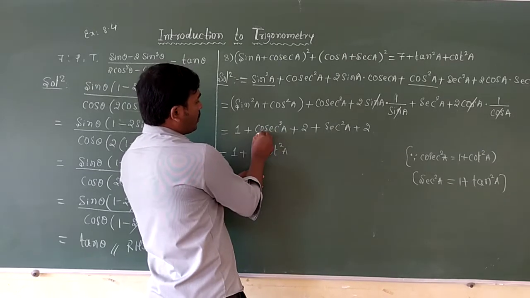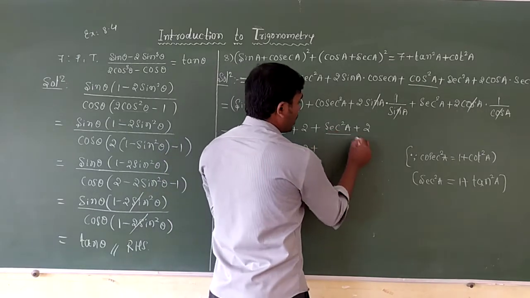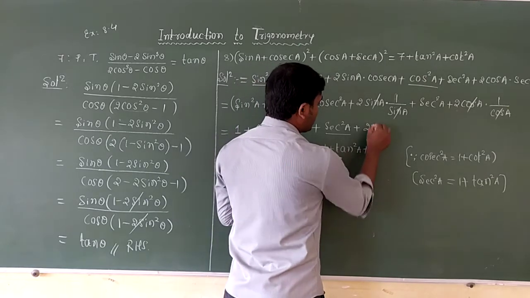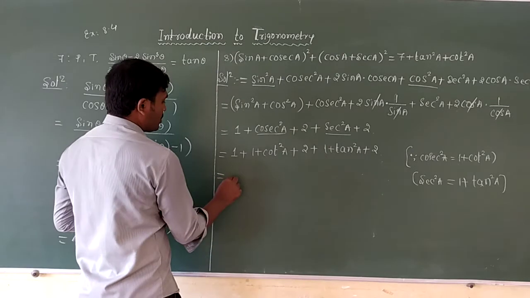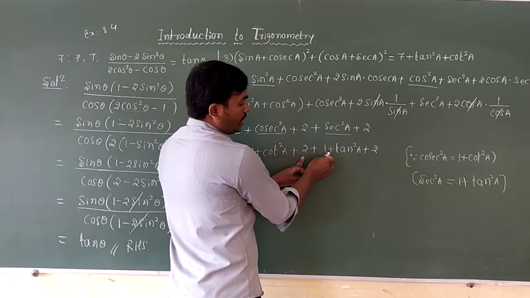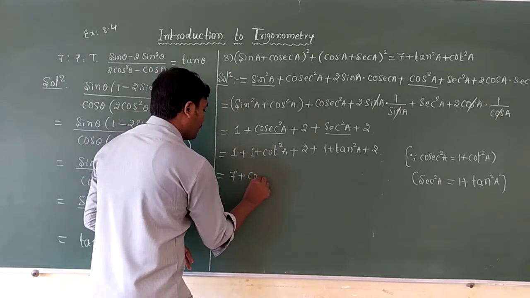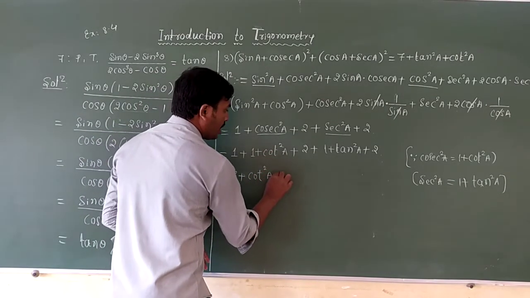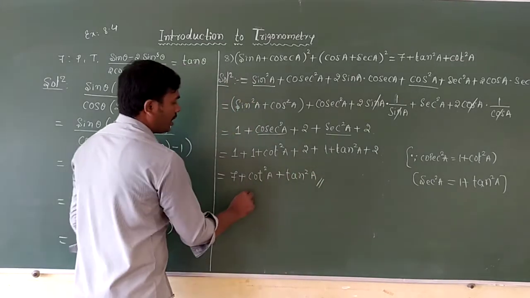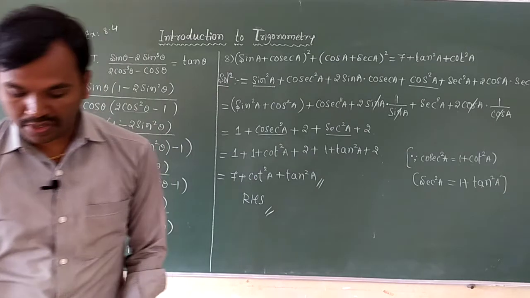So cosec square A becomes 1 plus cot square A plus, here it is a 2. This sec square A becomes what? 1 plus tan square A plus 2 as it is. Now simplify this again. 1 plus 1 is 2. 2 plus 2 is 4. 4 plus 1 is 5. 5 plus 2 is 7. So 7 plus cot square A plus tan square A. Hence the RHS. Hence it is proved. This is how we can prove it, children, by using the identities.